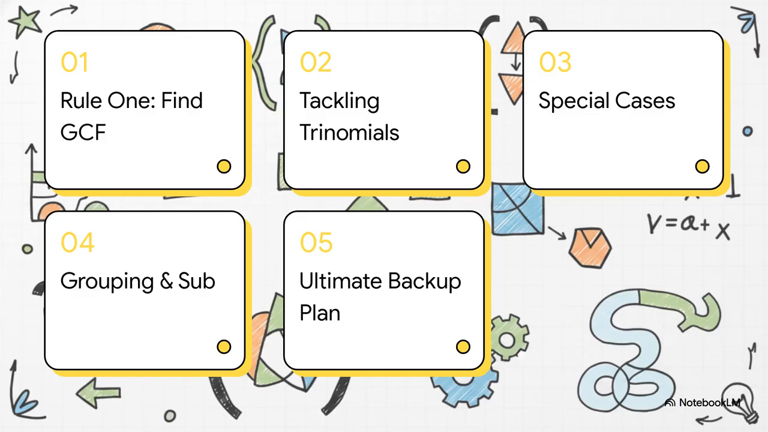To get there, here is the visual blueprint for our master toolkit. First, Rule 1, find the GCF. Second, tackling trinomials and quadratics. Third, special cases and shortcuts. Fourth, grouping and substitution methods. And fifth, the ultimate backup plan. This whole thing is organized strictly by the anatomy of the equation, so you're always going to know exactly which weapon to pull from your toolkit.